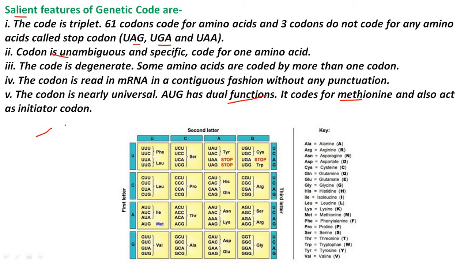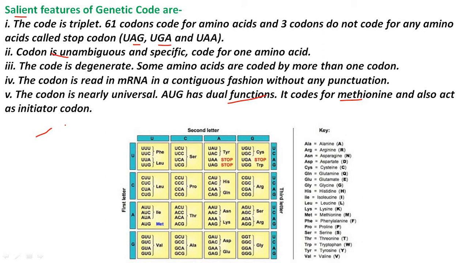So they are non-overlapping. The possible number of triplets is 4 to the power 3, but the amino acids involved there are 20. Non-overlapping means adjacent codons are independent, with no base being a member of two codons. Universality: the codon specifies the same amino acid in all organisms, from virus to human being. The genetic code remains the same.